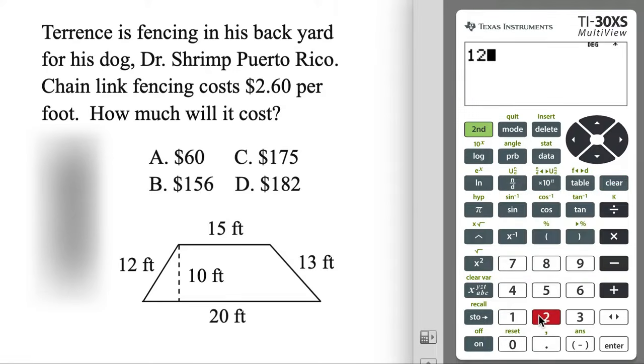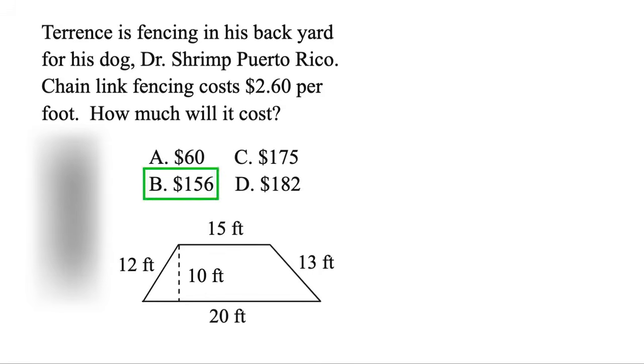I usually do counterclockwise, so we'll do 12 plus 20 plus 13 plus the top, 60. So that's how many feet of fencing we need. But each foot costs $2.60, so we'll go ahead and multiply by 2.60. That'll get us a grand total of 156. So not too bad. It's not as expensive as we thought.